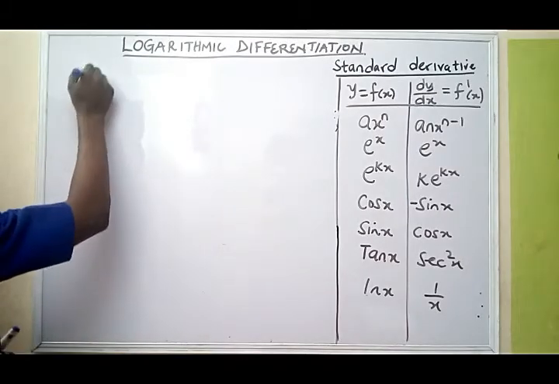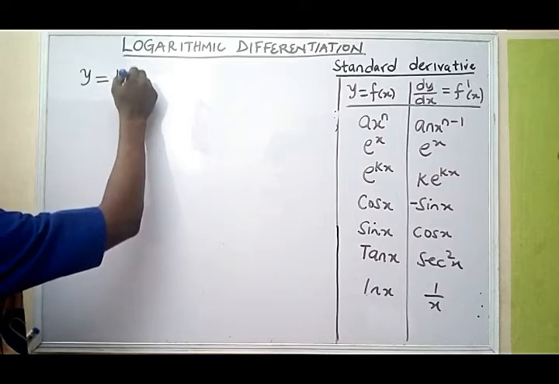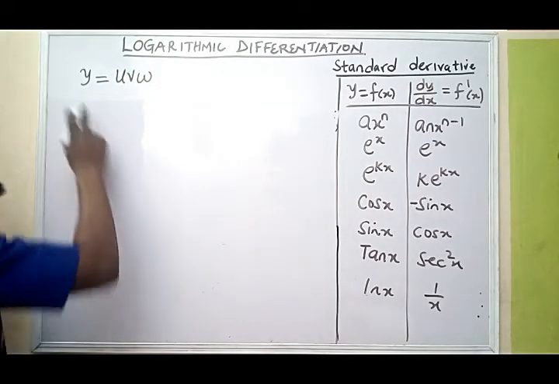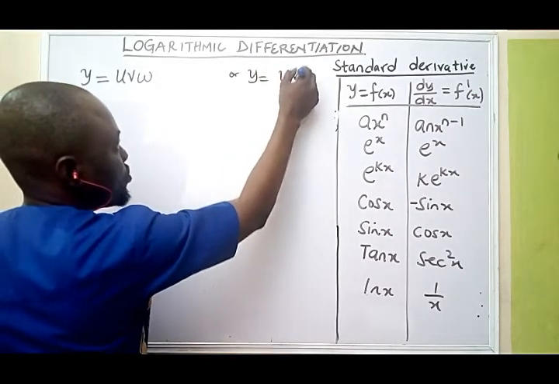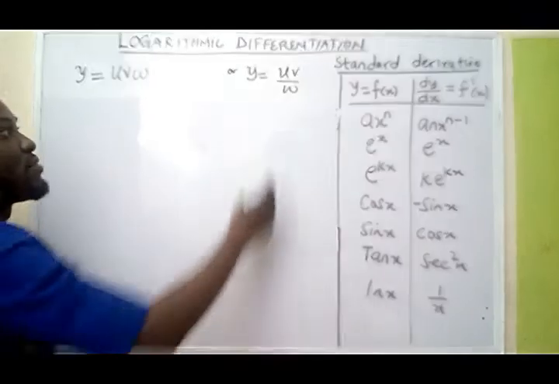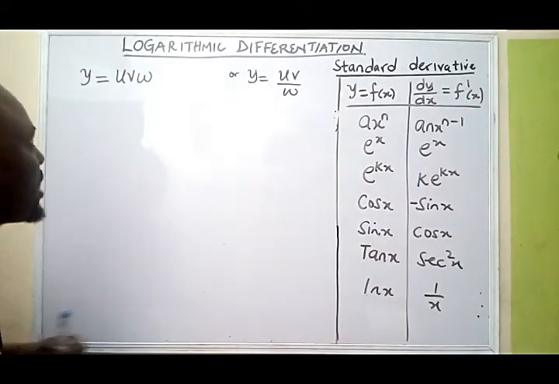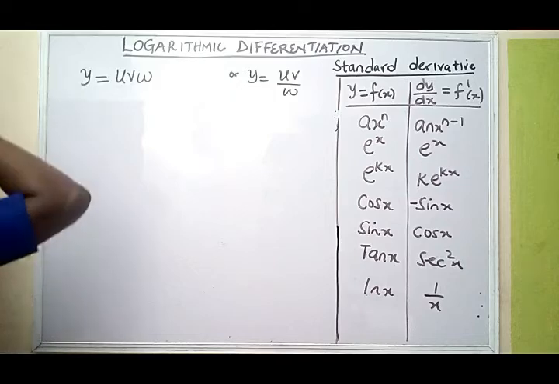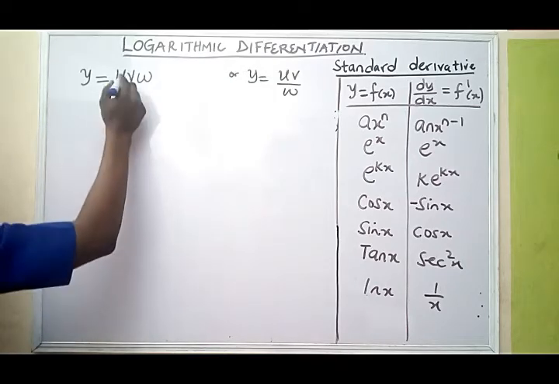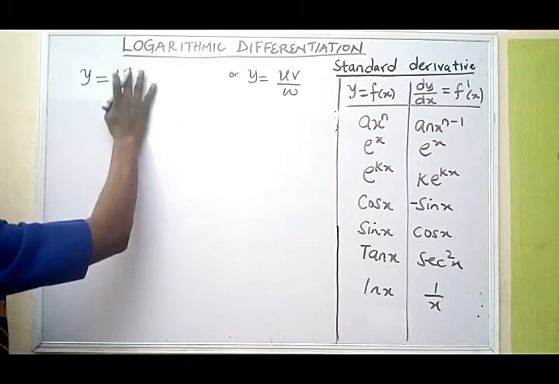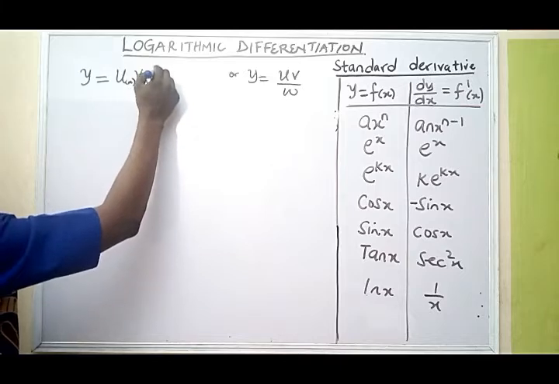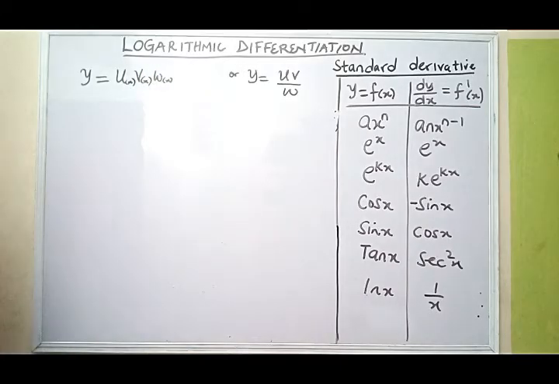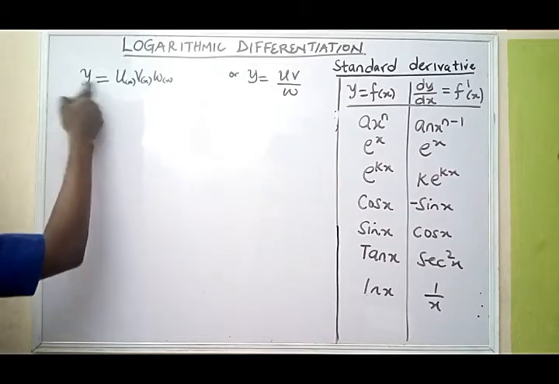For instance, if I have y equals u v w, I have three functions as product, or if I have y equals u v over w, I have three functions as quotient. That's when you deploy logarithmic differentiation. Now, how do we go about it? If I want to find the derivative of this, all of these are in terms of x. So this is u of x, this is v of x, and this is w of x. Now I want to find dy/dx.